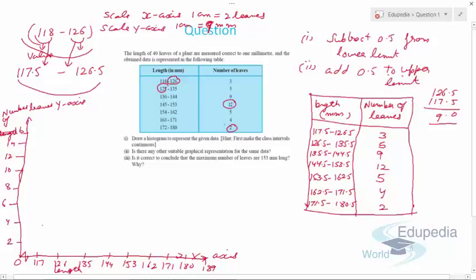The first class is 117.5 to 126.5, so it will start somewhere from here and end somewhere over here, and the frequency is 3, so it will come over here. Then the next class is 126.5 to 135.5, and the value is 5. Then it is 135.5 to 144.5, so this is 9. Then comes 144.5 to 153.5, 12.